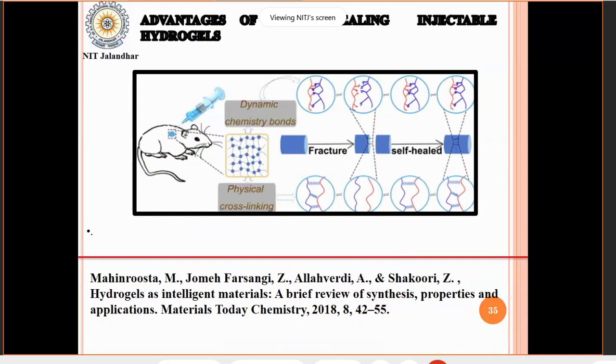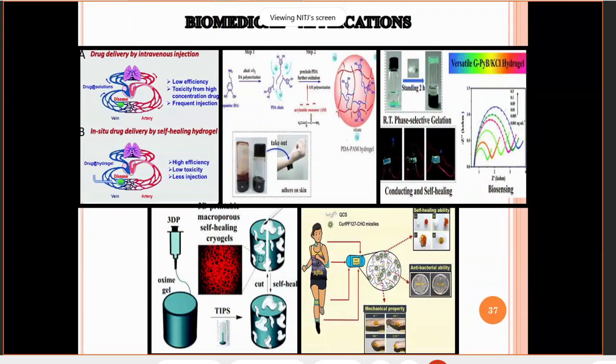Now, this is one example where this animal is injured, and through such self-healing materials, the tissues and medicine have been injected at the injured space, and after some time the injury gets healed. Self-healing takes place automatically, and this is how it is happening. The tissue gets self-healed, dynamic chemistry bonds come into operation, and physical crosslinking also takes place simultaneously. This is how this animal is cured with the passage of time by using such injectable materials. So they are of great importance.